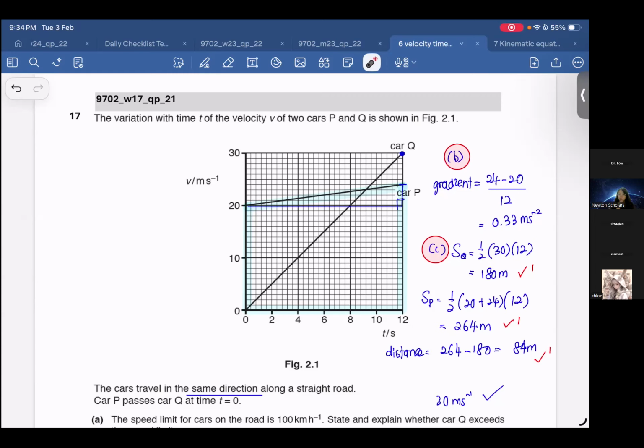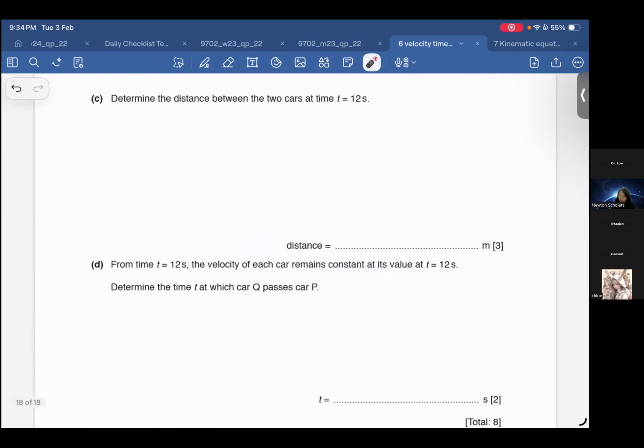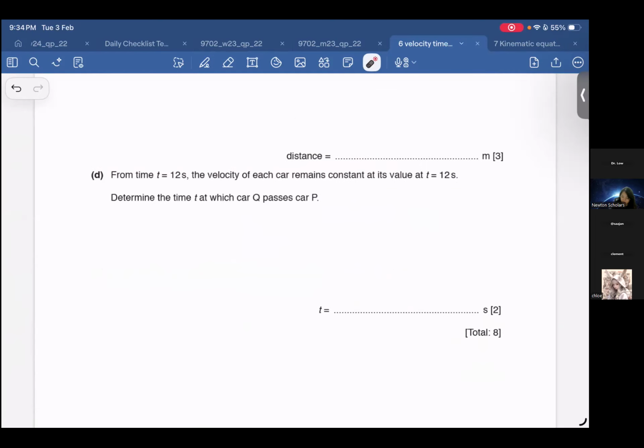Okay, so the last question is the main part. Why did I put this question in our worksheet? Okay, we look at the last question. From the time t equals 12, the velocity of each car will remain constant. So the speed doesn't change after t equals 12. Determine at what time car P passes car Q.